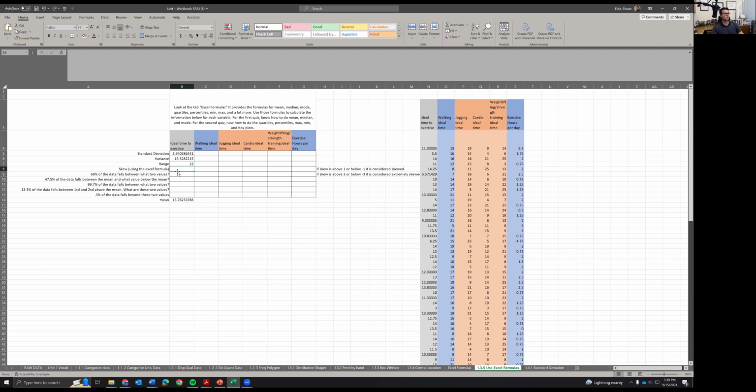And then the skewness, we're going to do equals skew, and then we're going to highlight the data. Okay, and this is a slightly negative skew, but really it's so close to zero that we would consider it to not be skewed. The threshold is actually 1 and -1. If it's above +1, it's positively skewed. If it's below -1, it's negatively skewed. But if it's between -1 and +1, it's not really considered skewed.